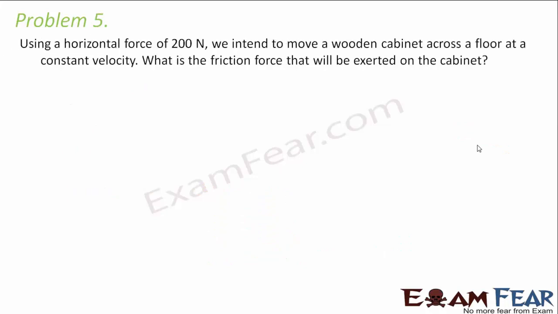Let us look at problem 5. Using a horizontal force of 200 newtons, we intend to move a wooden cabinet across a floor at a constant velocity. Okay, there is a wooden cabinet. We want to move it on the floor by applying a force of 200 newtons and we want to move it at a constant velocity. So whenever I say constant velocity, what does that mean? Velocity constant means acceleration is equal to 0. Why? Because acceleration is nothing but rate of change of velocity with time. So if velocity is constant, that means it is not changing with time. So acceleration would be 0.